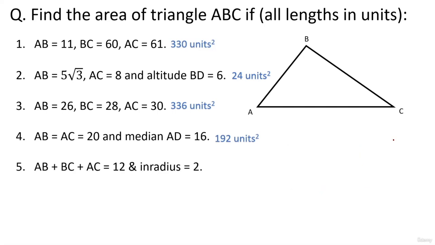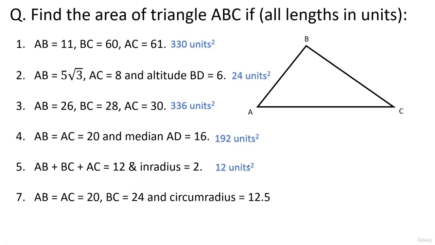Let's go on to the next question, guys. AB plus BC plus AC is 12 and inradius is 2. So, guys, the sum of the three sides is given. Divided by 2, you will get the semi-perimeter, okay, which is 12 upon 2 equal to 6. We know that the area is inradius into semi-perimeter. 6 into 2, the required area is 12 units square. As simple as that.